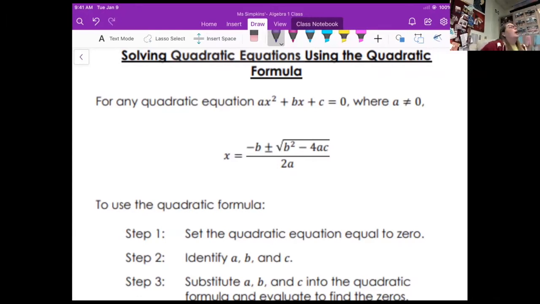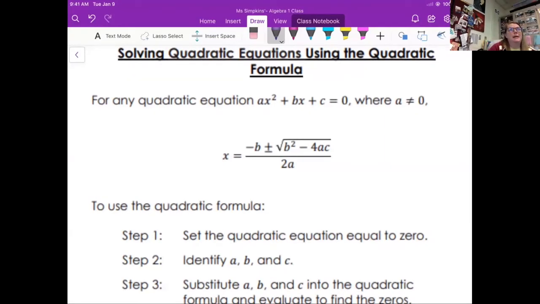Okay, so I'm going to give you 2 minutes to try and memorize it. Sometimes your B is already going to be negative, so when you plug it in the formula, it wouldn't be negative anymore, it would be positive. So I think about it as the opposite of B. I say opposite, you can say negative, that's fine. Plus or minus, we've seen that before. Square root of B squared minus 4AC, all over 2A.